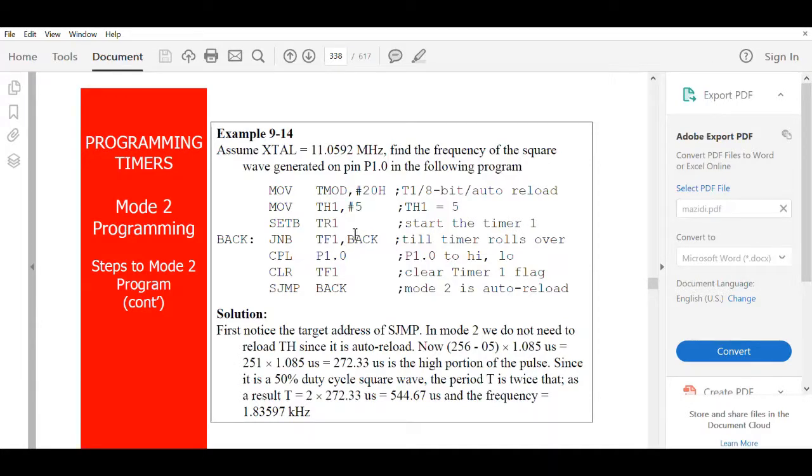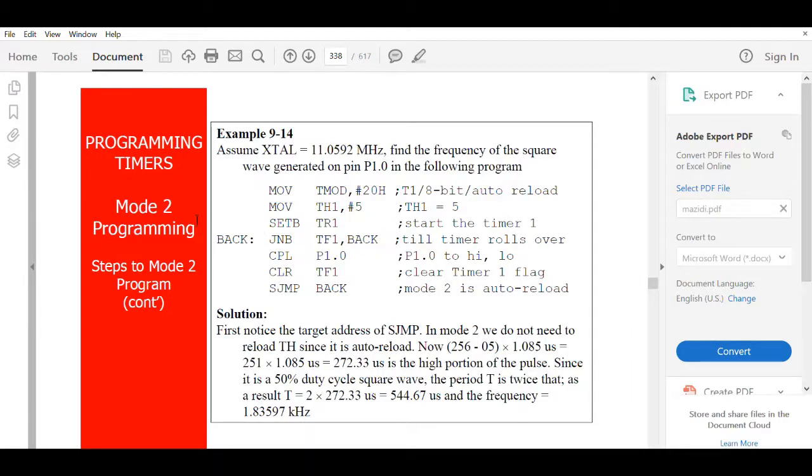So our program was to complement or generate a square wave. Square wave means what? 1010 likewise. So that's why we are complementing P1.0. Then clear the TF, that is one sequence is over, so you have to clear the TF1 flag and jump back. So where are we jumping to? Like we already discussed in the algorithm, we are not jumping back to reload the value of TH or TL. We are jumping back to only analyzing the value of TF1.